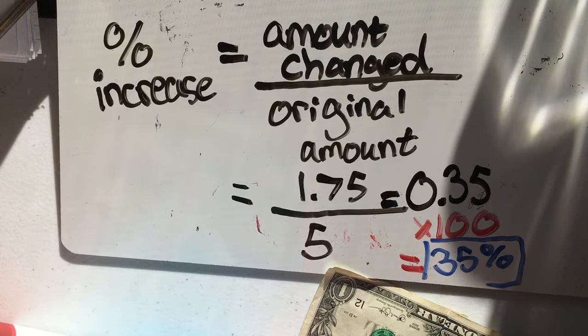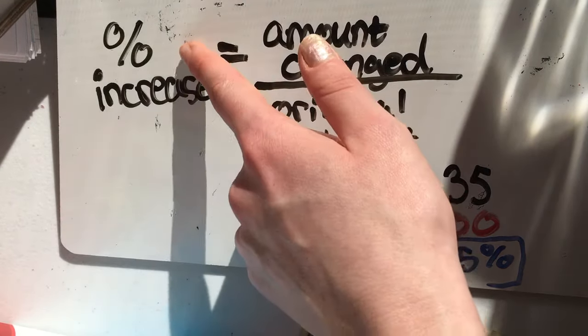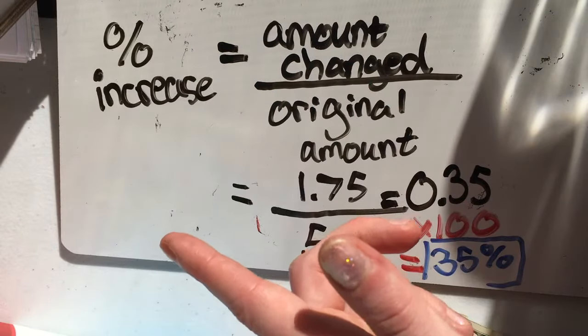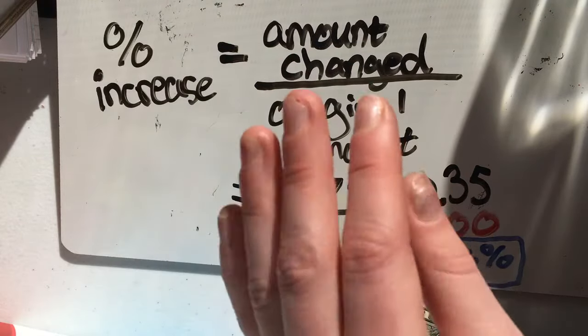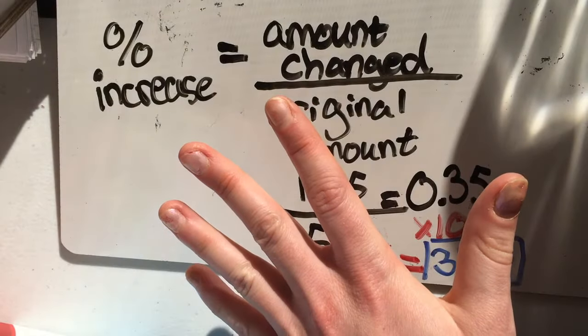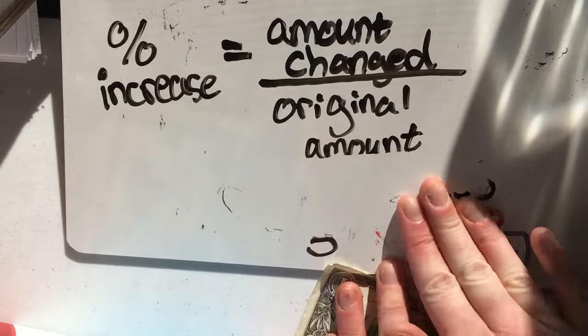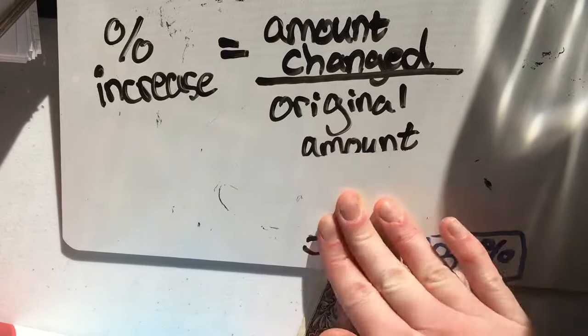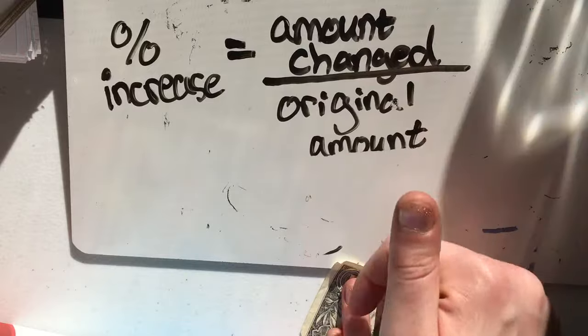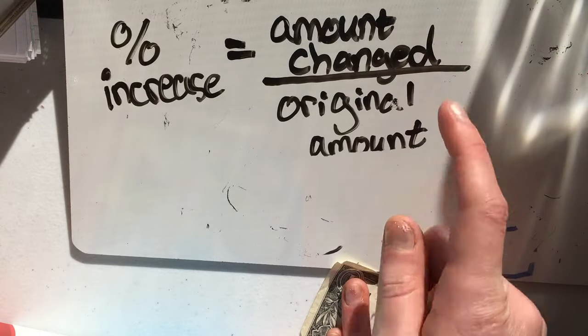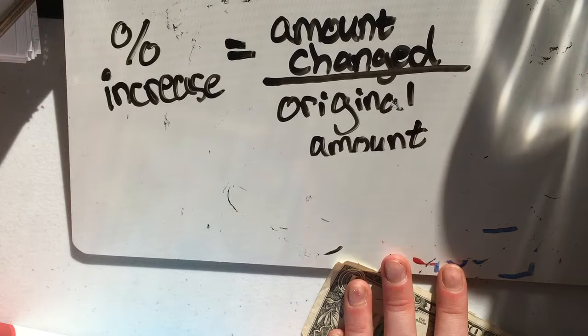Now let's look at a different example, not only of percent increase. We can also do this for percent decrease, how much something changes going down. But lucky for us, it's the exact same math. We're always going to come right back to this equation, figuring out how much it changed. I don't care if it went up or down. How much it changed divided by what we started with. So let's do that in another problem.